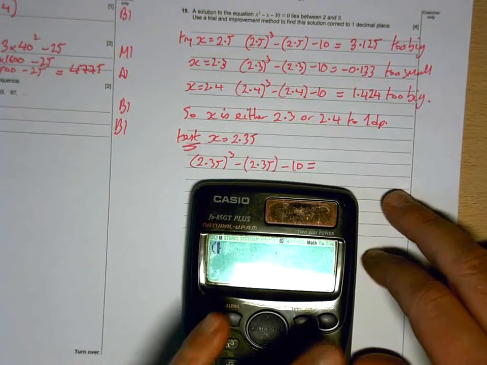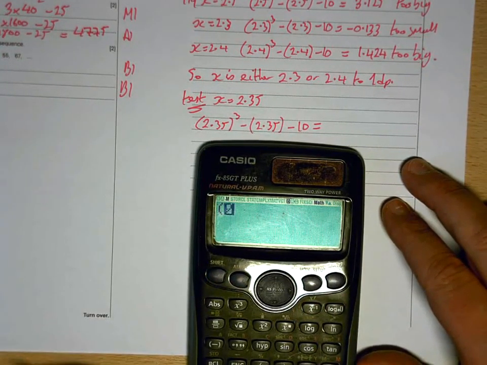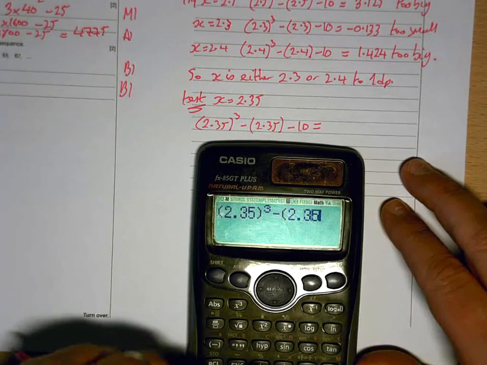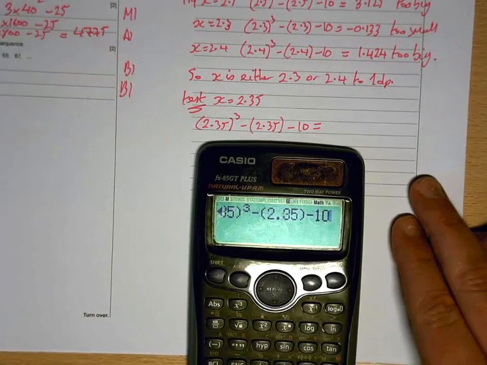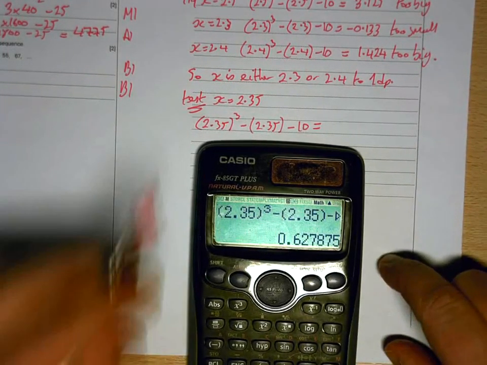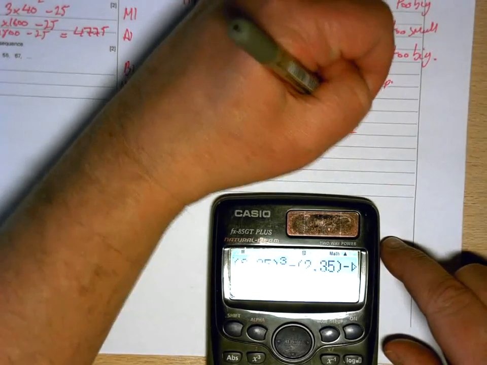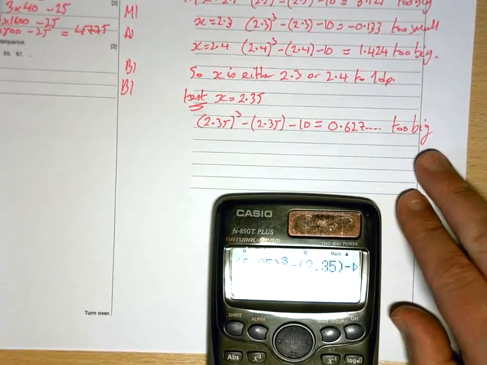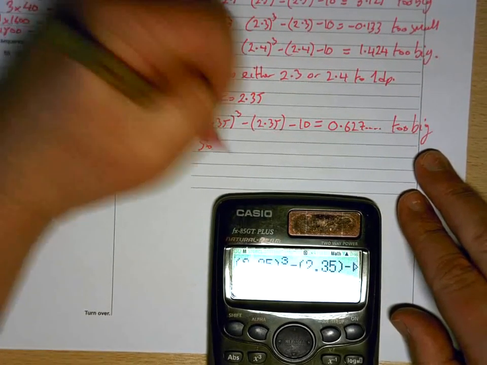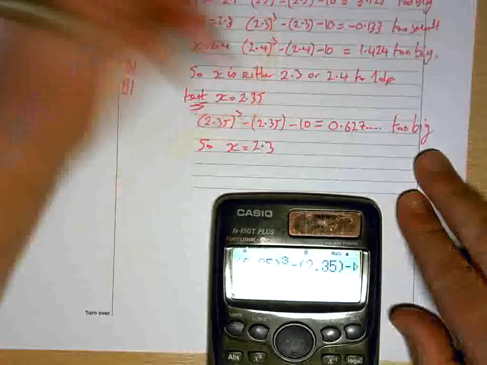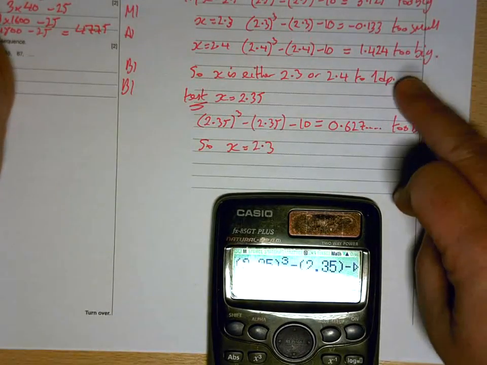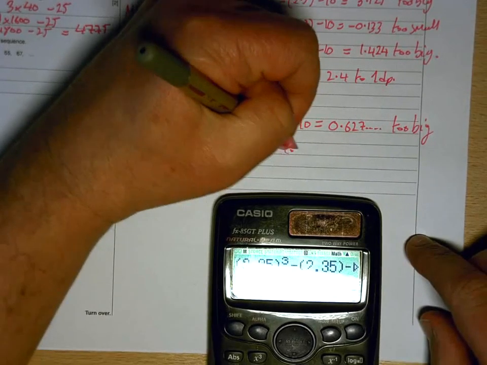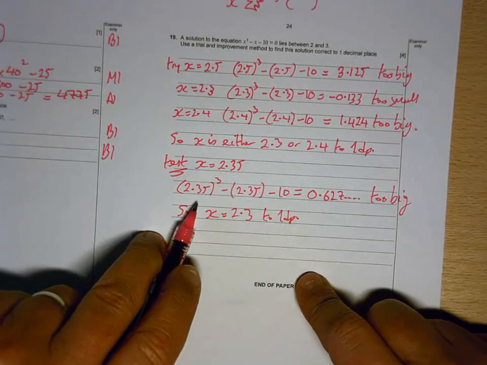So let's see which it is. 2.35 cubed take away 2.35 take away 10. It's positive, 0.627 and so on, which is too big. If that's too big, then you say so X equals 2.3. If it was too small, X would be 2.4. You have to do that final bit to get your 4 marks.